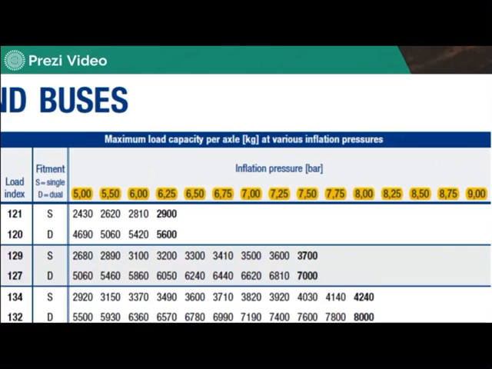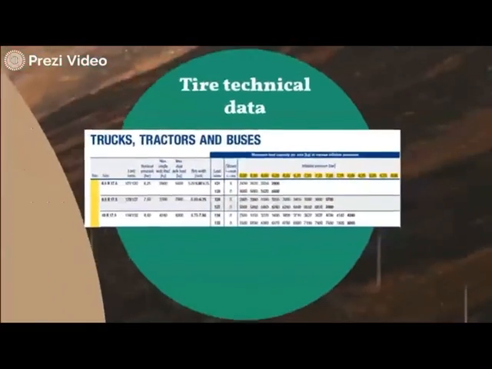For example, when the load index of a tire is 121 in single mounting, at 5 bars this tire can carry 2,430 kilos. Or the same tire on a drive axle, double mounted, with load index 120. This tire at 5 bars can carry 4,690 kilos.